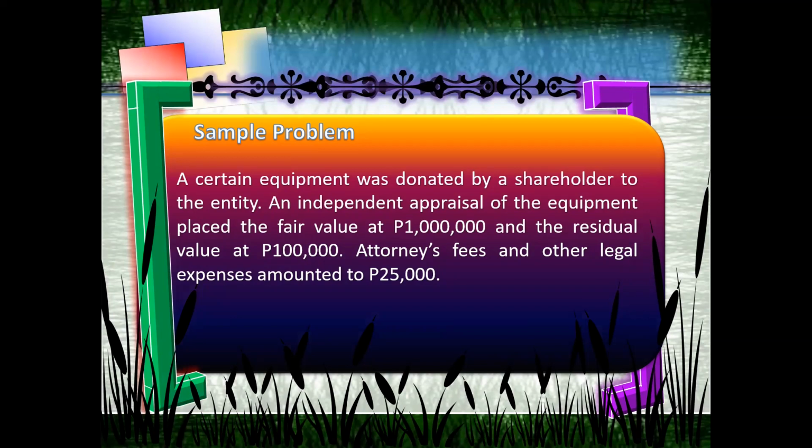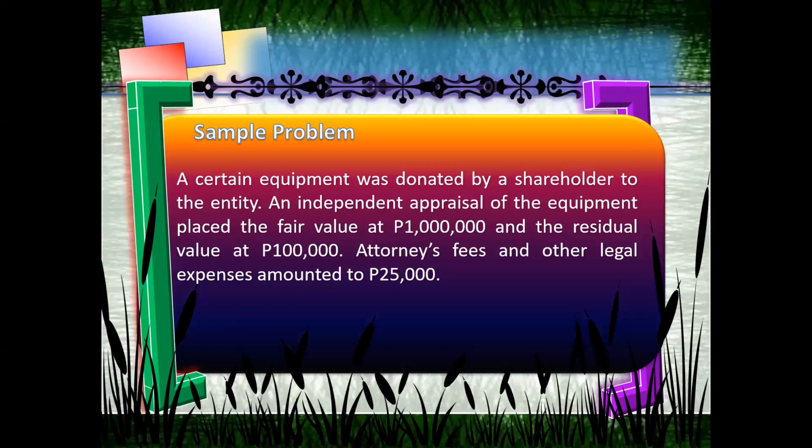What about the 25,000? This is an example of expenses incurred in connection with the donation. So such amount shall be charged to the donated capital account. What happens is, when we receive the donated equipment, our entry is a debit to equipment, and we credit donated capital for 1 million.